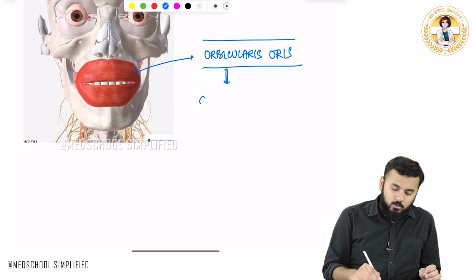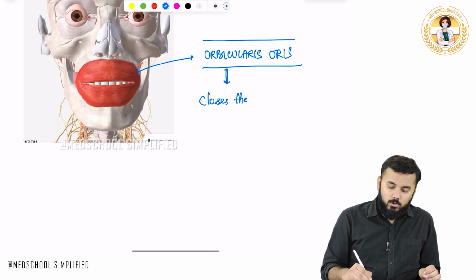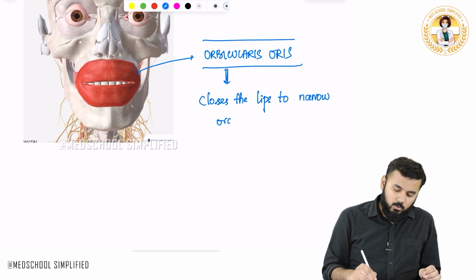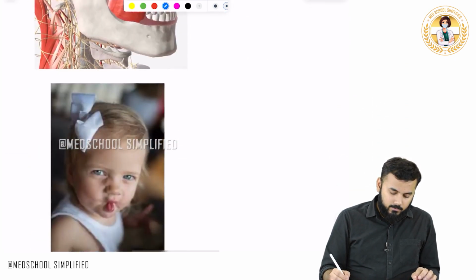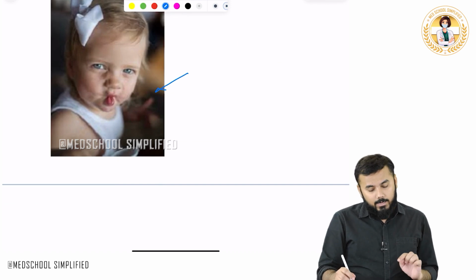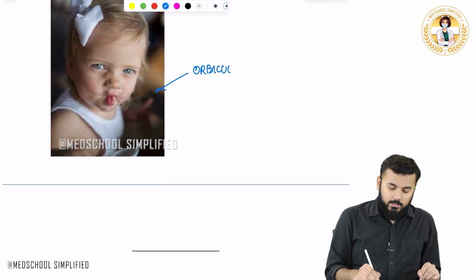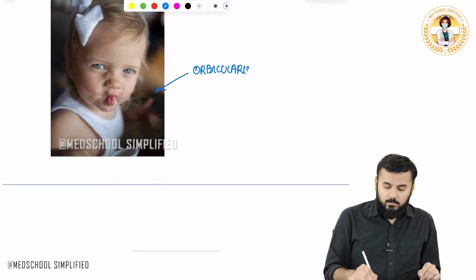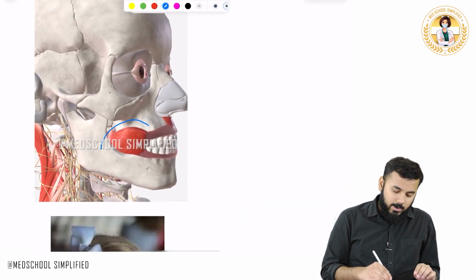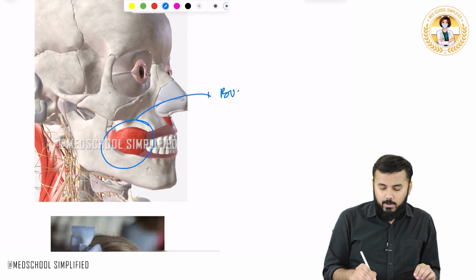So, what does it do? It is responsible for closing the lips. It closes the lips to narrow the oral opening. Okay. So, this is the one. You see, she is closing the lips to narrow her oral opening. Right here is your orbicularis oris. And the next important muscle you can see in the buccal region, right? This is called the buccinator muscle.